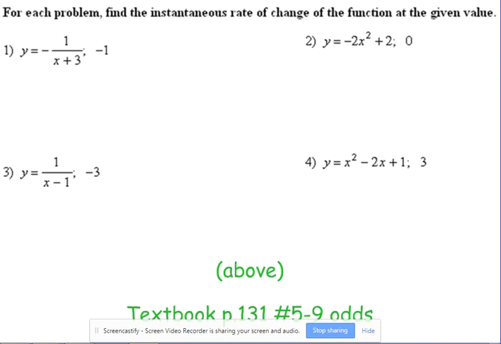Okay, so a little bit of practice here. Find the instantaneous rate of change of these problems. We did a square root problem, but here's good practice with our limit definition with rationals and with polynomials. Use the new limit definition to find the instantaneous rate of change at a given value.